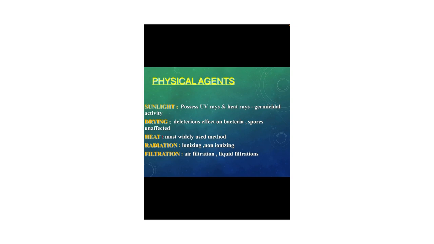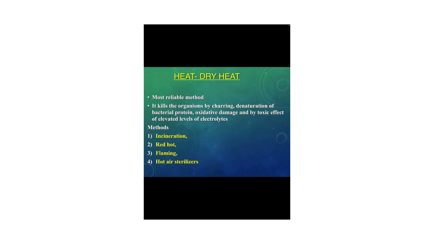Then physical methods. In physical methods, sunlight, drying, heating, radiations, and filtrations are there. In the dry heat method, the main examples are incineration, red heat and flaming, and the hot air oven. It kills the organism by charring, denaturation of bacterial protein, and oxidative damage by the toxic effect of elevated levels of electrolyte.